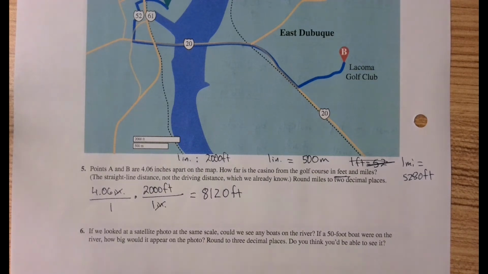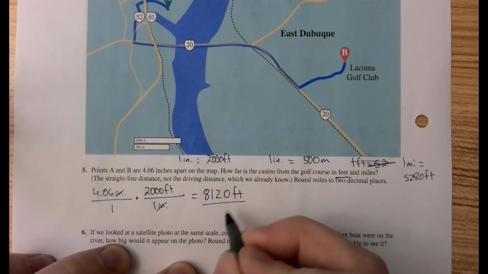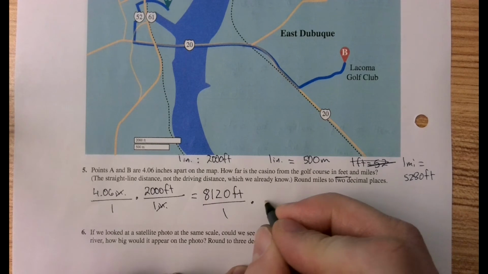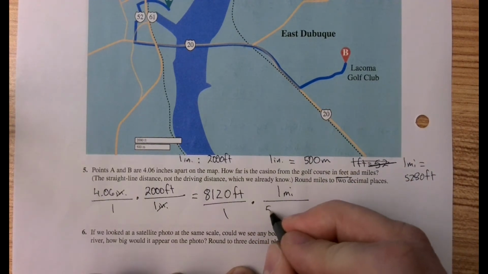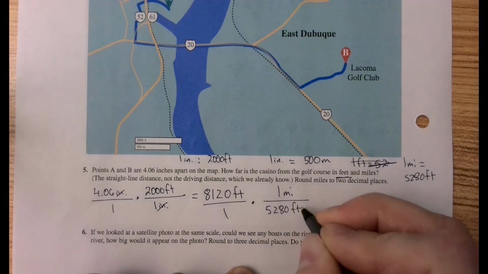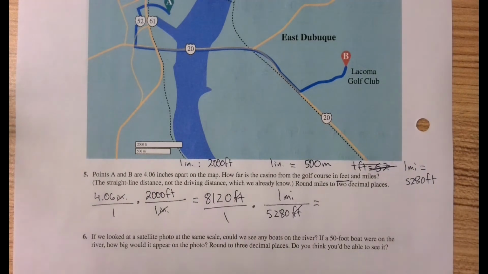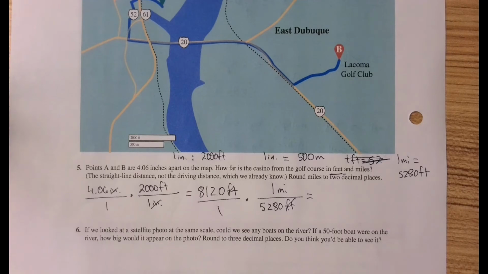So here we're going from small to big, right? So this is the small version. So I'm going to divide by this conversion factor. We'll put the mile on top. We'll put the 5,280 feet on the bottom. These feet are going to cancel. And whatever this result is, that's the distance in miles.